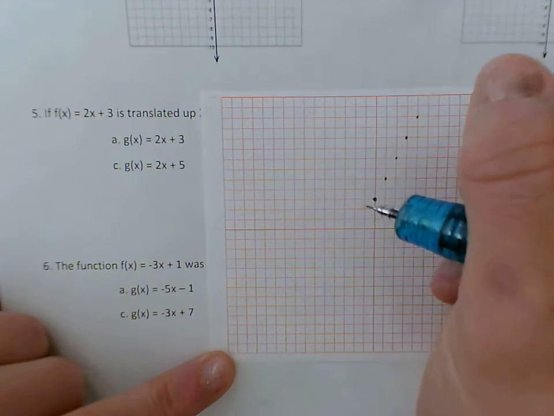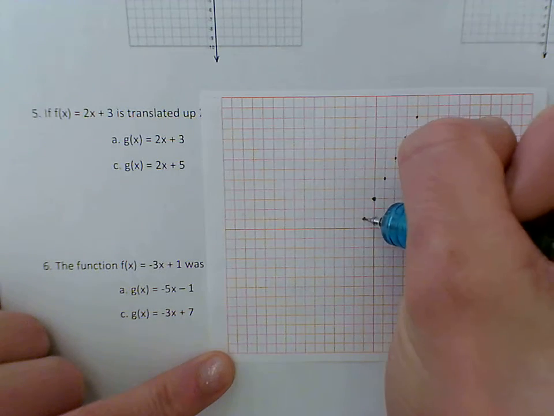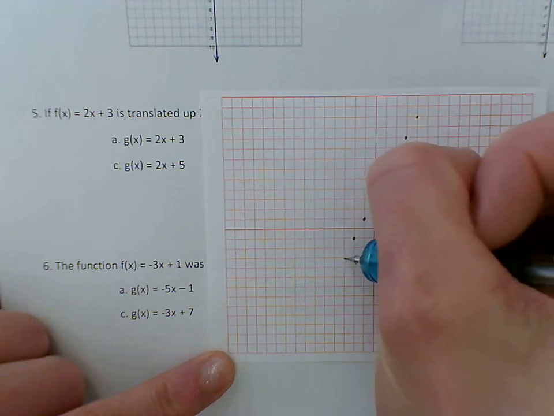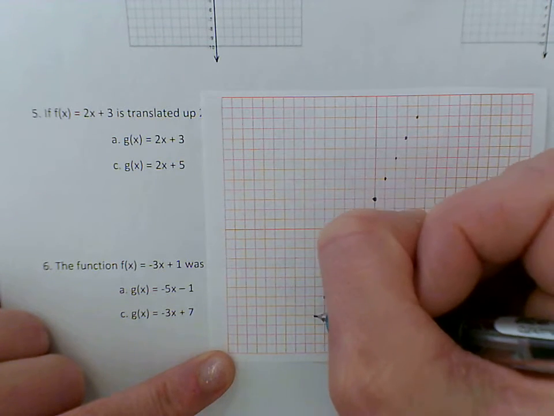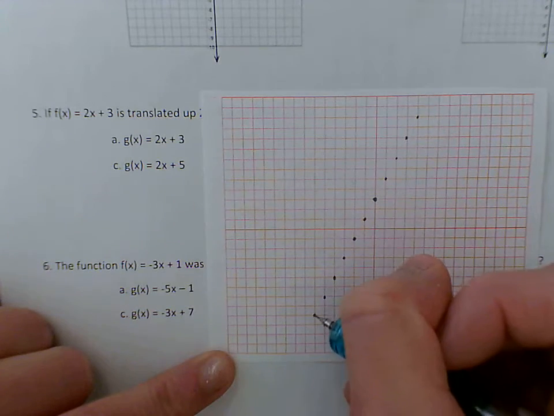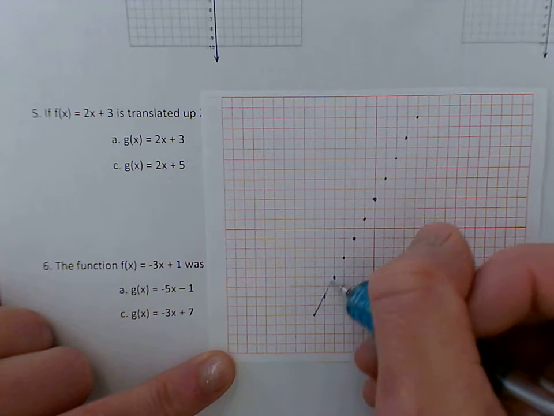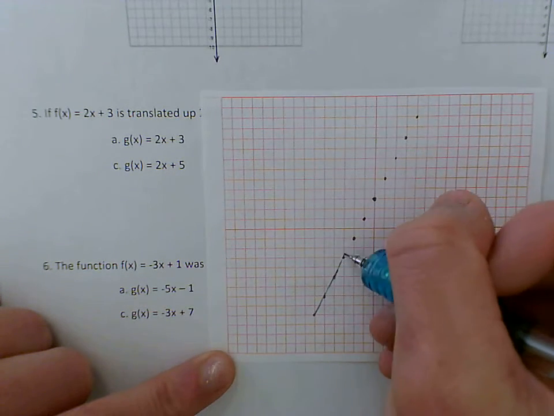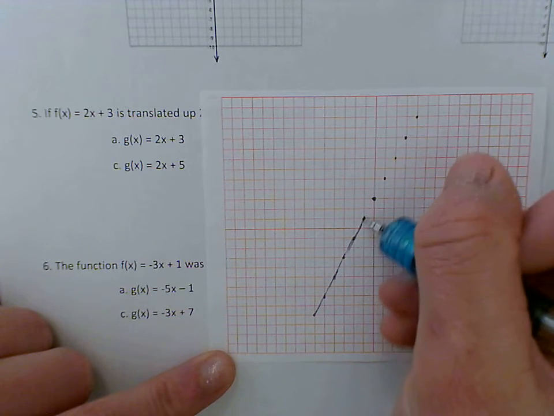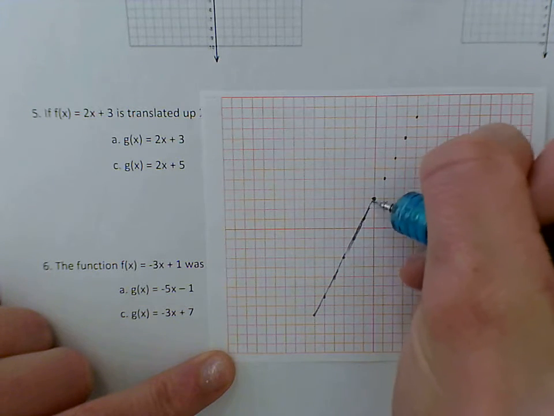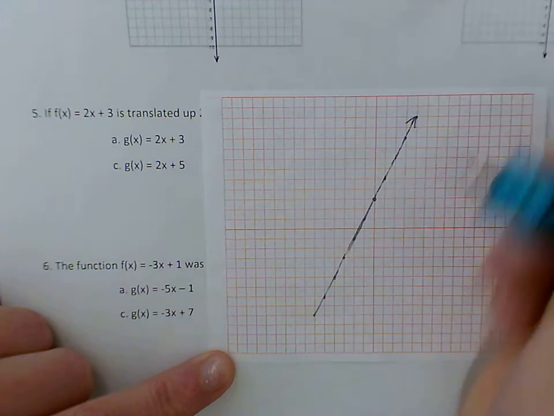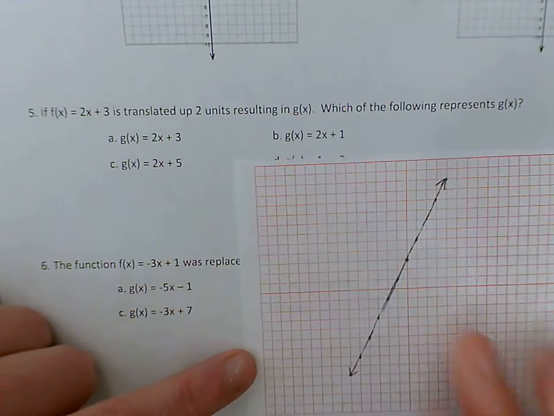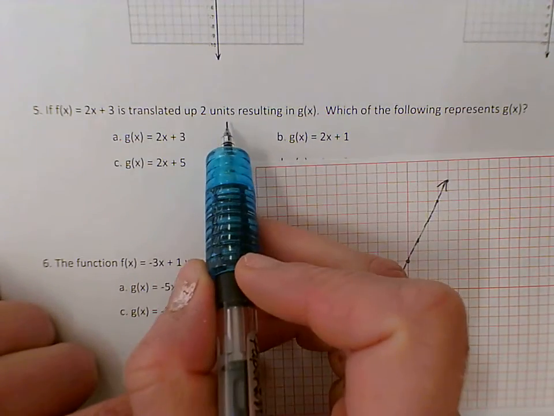Then to go the other way, you do the opposite. So we'd go down 2 and left 1. And so that's the line of f of x. That's the original function. Okay, so we'll connect our dots here the best that I can. And then they want us to actually shift that line. And they tell us that we need to translate it or shift it up 2.